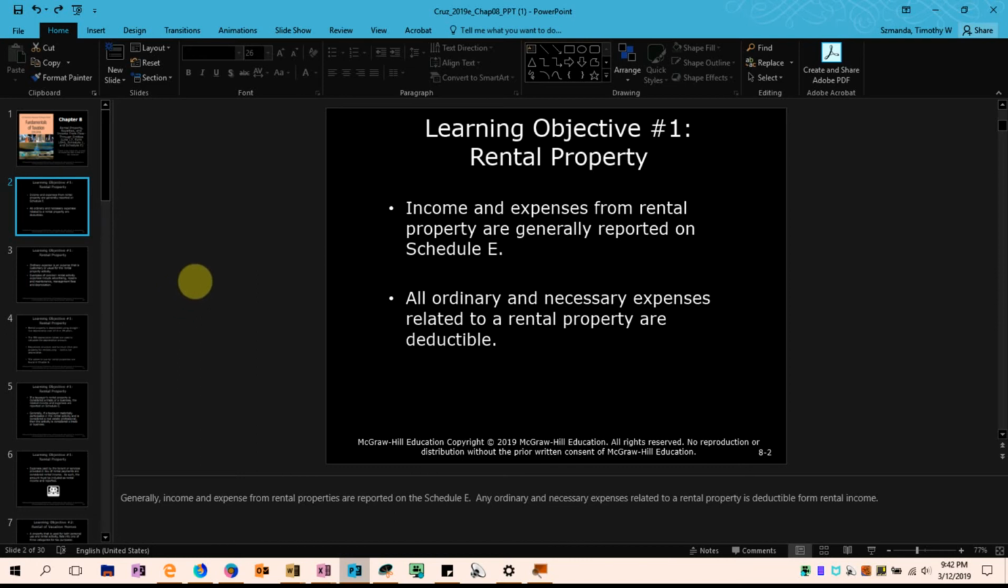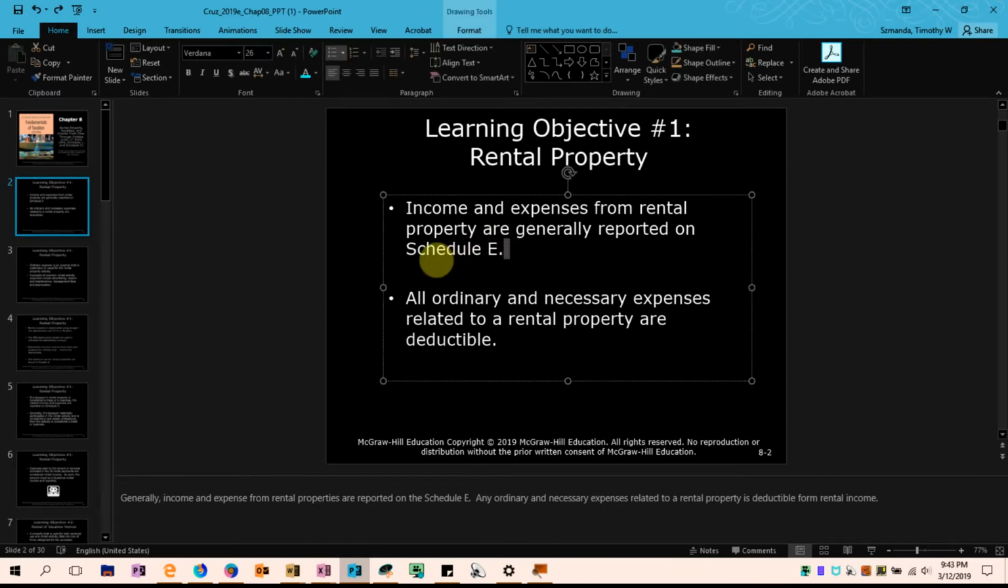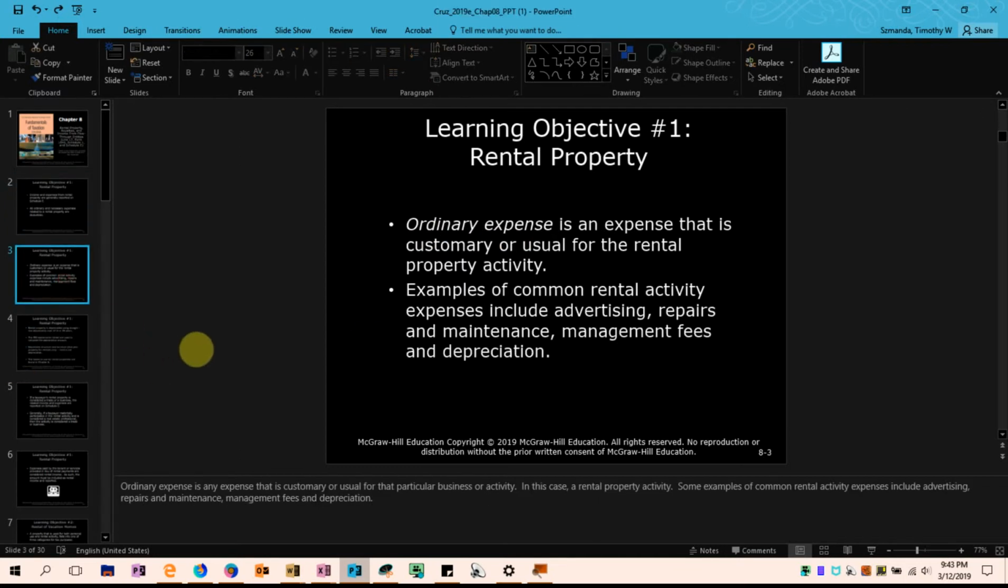So a good portion of this chapter does deal with rental income and how it's handled. We generally report our income related to rental properties on Schedule E, and any expense that relates to generation of that income is also reported on Schedule E. There's an exception to this: if the taxpayer is in the business of renting real estate, that's what they do for a living, then it wouldn't be reported on Schedule E, it would be reported on Schedule C, like any business.